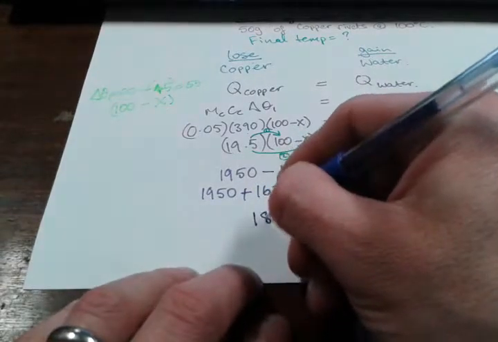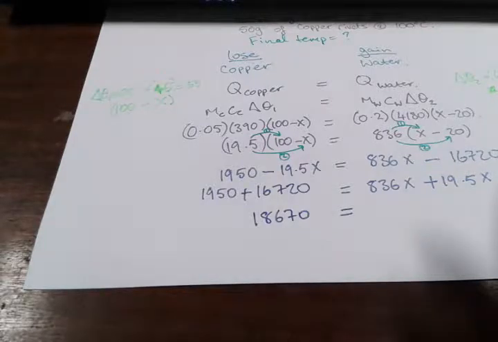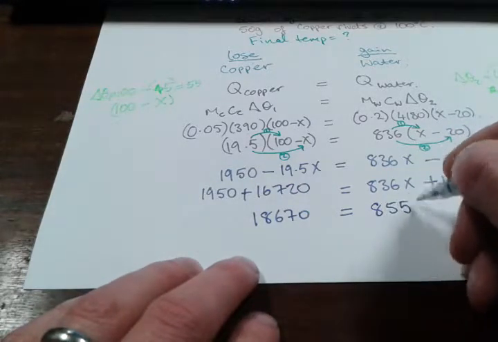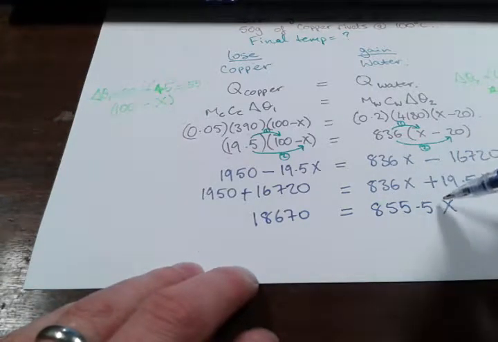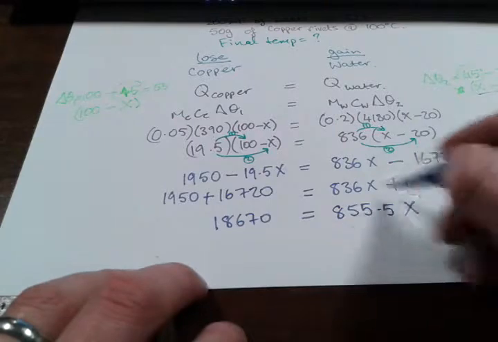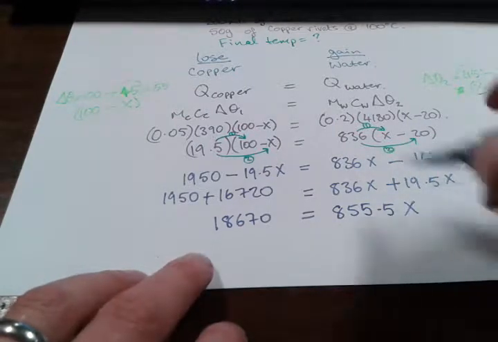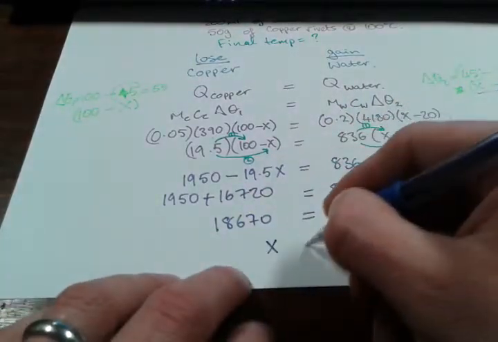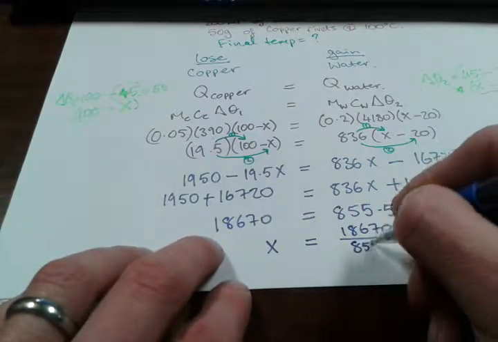And now I just add these two. That gives me 18,670 is equal to, and I've got 836 plus 19.5, I've got 855.5x. Now, I've got 855.5x on this side. I want to get rid of this so that I just get x on its own, so I have to divide this side by 855.5, but I have to divide that side by 855.5 as well, so I get x is equal to 18,670 divided by 855.5.